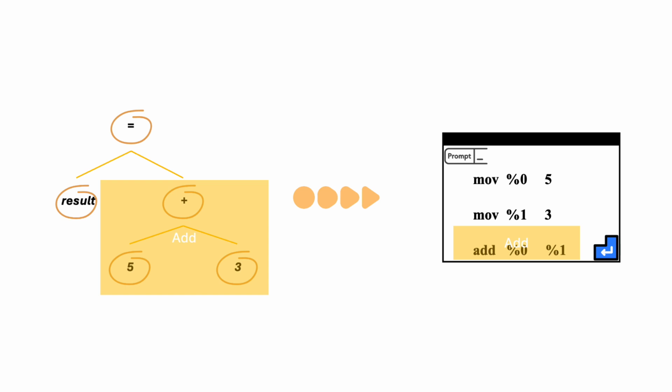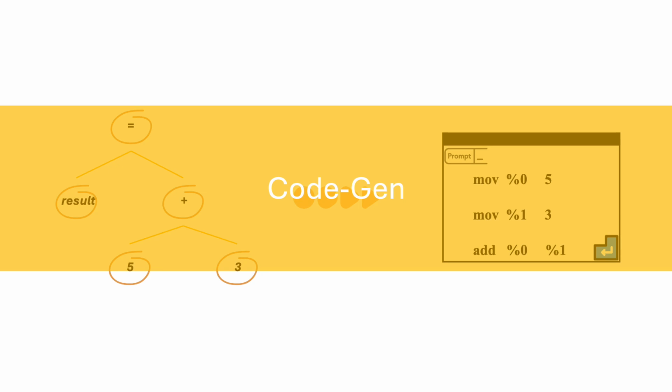This is why we call this step code generation, or simply code gen. It takes the logical structure of the program and converts it into a series of instructions that the computer will follow.